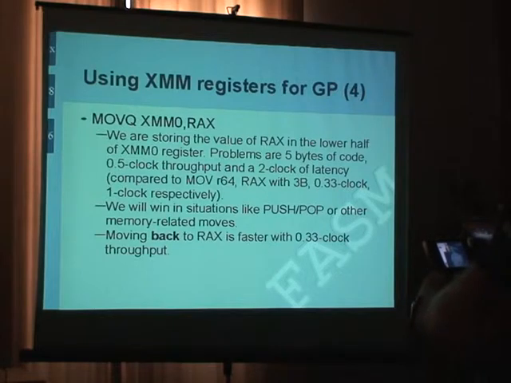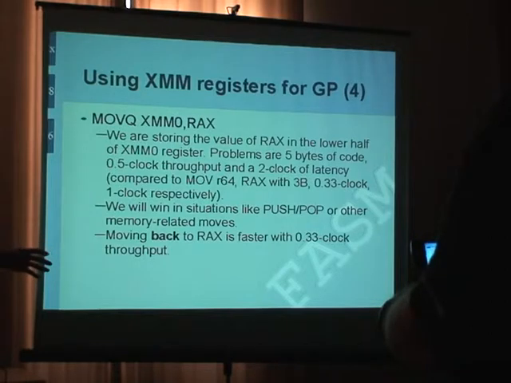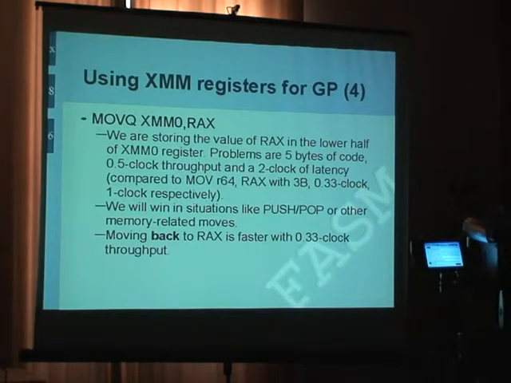Well, yes, another thing to add is you can't do indirection with the multimedia registers. You will do that with general purpose registers. Yeah. There is also the push pop example, where this is a situation where we will win. If we compare it to a regular move to another 64-bit register, we lose because the XMM latency is a bit more than shuffling through registers, the RAX and others. But moving back from the multimedia registers to a 64-bit register is faster, with only 1/3 of a clock of throughput.